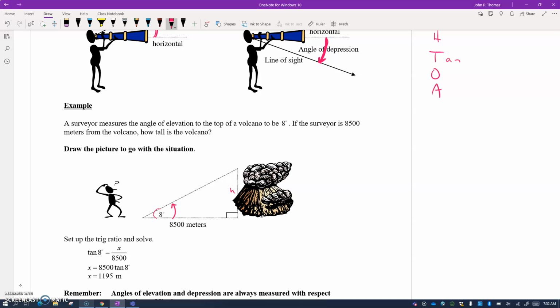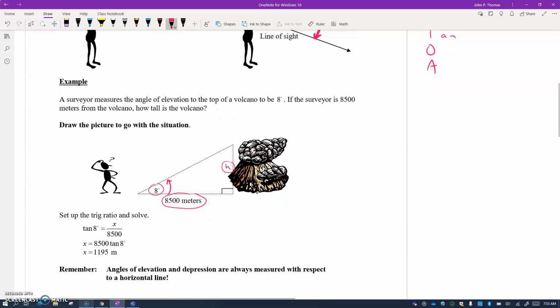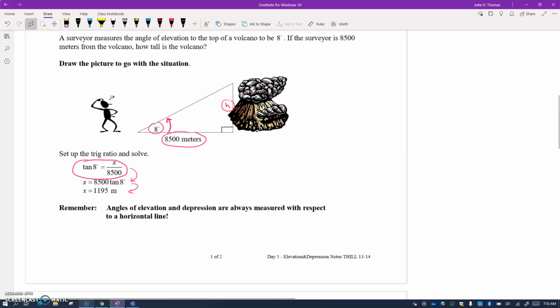So when I look at the three pieces, I have an angle, I have opposite and adjacent, which is connected by tangent. All right, so we set up our little trig equation. We'll multiply that 8,500 over, and then we'll take it straight to our calculator. And our least accurate side here was the 8,500 meters, so that's what we're going to use for our rounding, to the nearest whole meter. Now, the key thing to remember is that they're always measured off of horizontal.